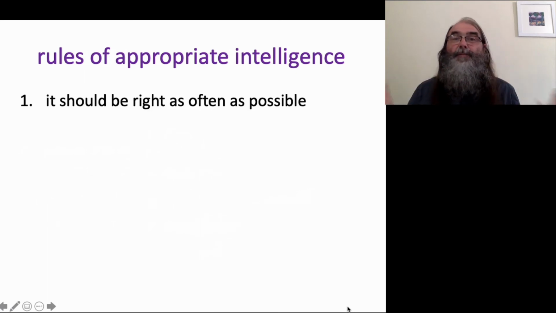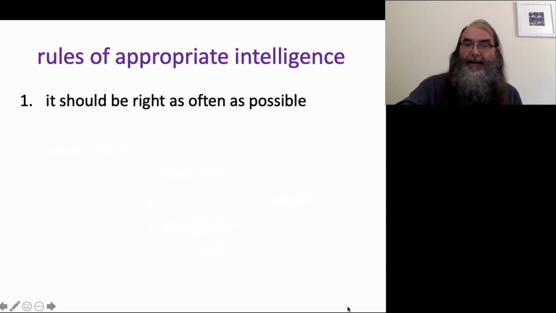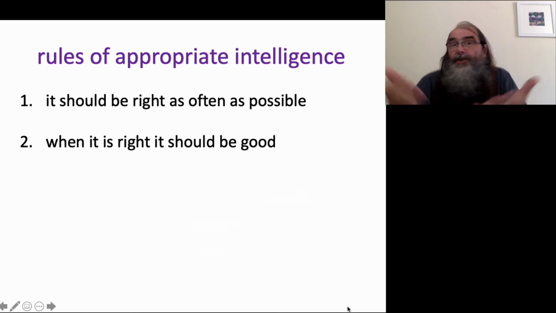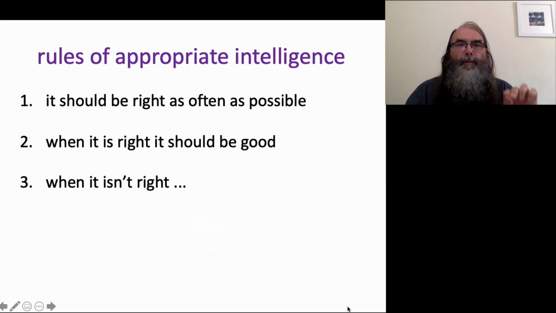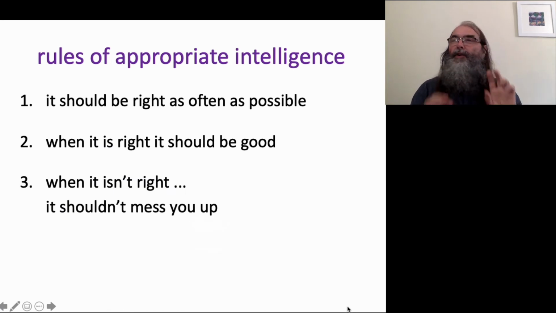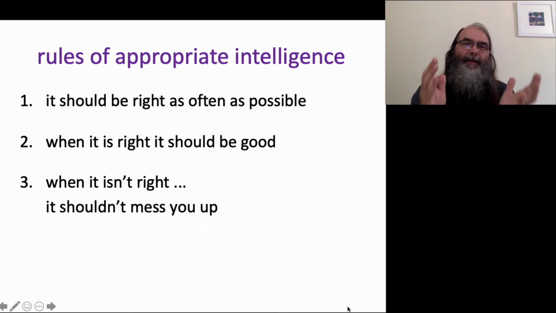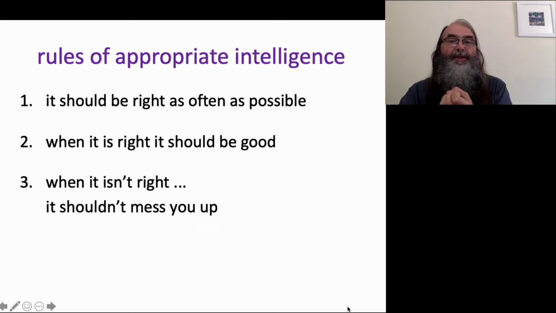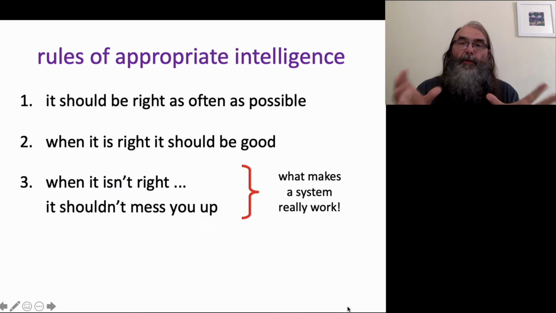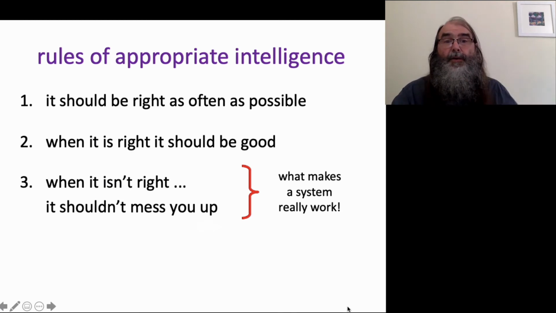The first one, it should be right as often as possible, of course. And when it's right, it should do something good. Absolutely. Even more important, though, is when it isn't right, it shouldn't mess you up. And you can put in your favourite expletive here rather than just mess you up if you like. So when things go wrong, it's crucial that you don't actually destroy things. And that's often what makes a system really work. The thing that stops somebody looking at it and thinking, I'm never going to use this again.